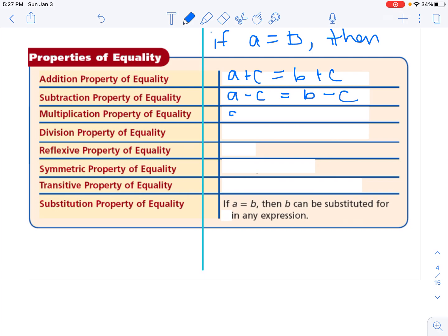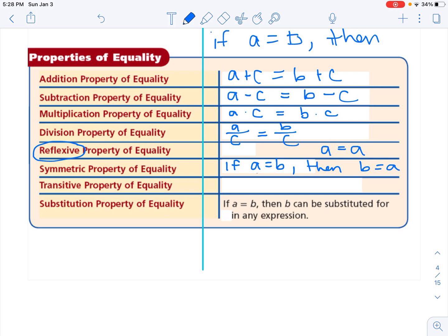Multiplication property of equality, A times C, B times C. So if we multiply one side of the equation by C, we have to multiply the other side. If A equals B, then A divided by C is going to be equal to B divided by C. The reflexive property of equality, I remember this one because if I look in the mirror, I see my reflection, and A equals A, so this would be an identity, so something equals itself. Symmetric is if A equals B, then it doesn't matter what way I write it, I can write it B equals A.